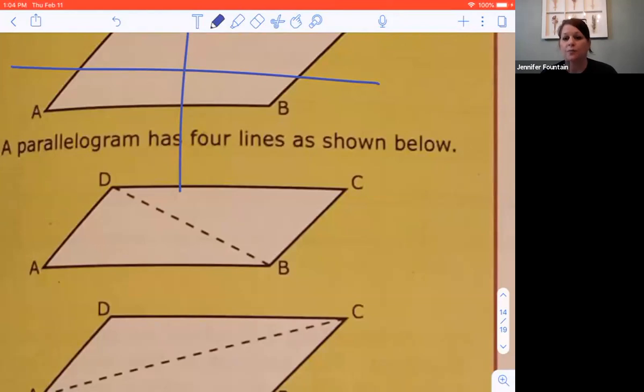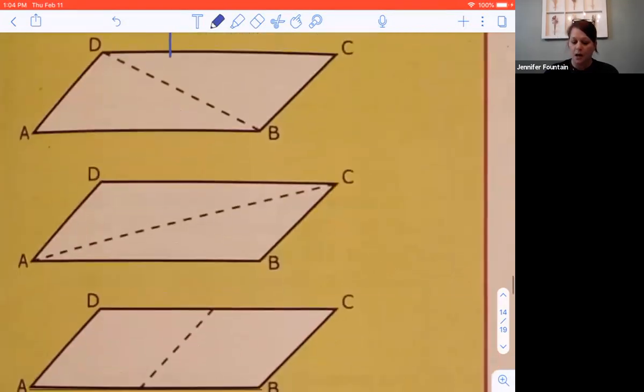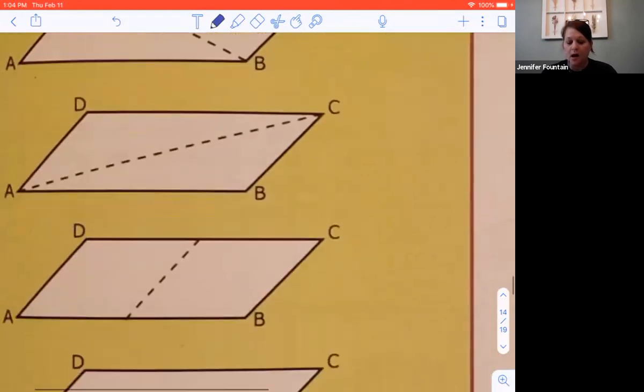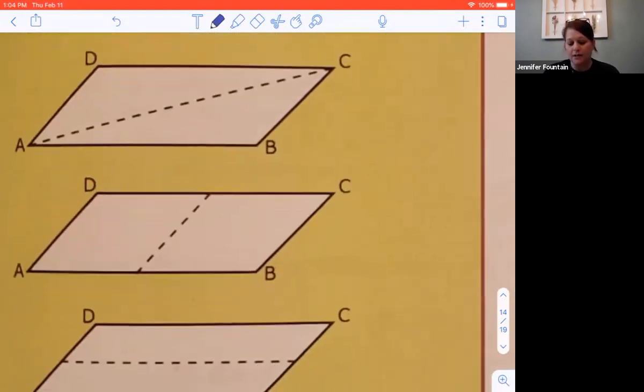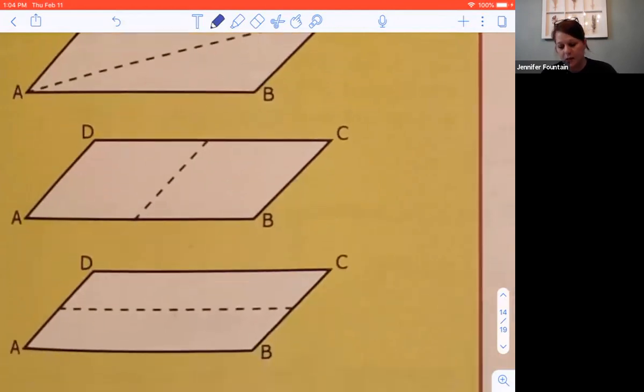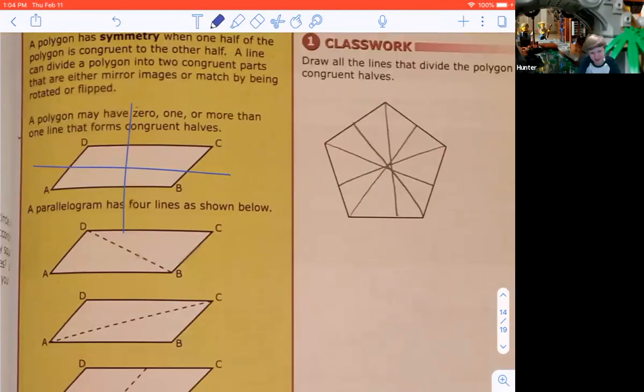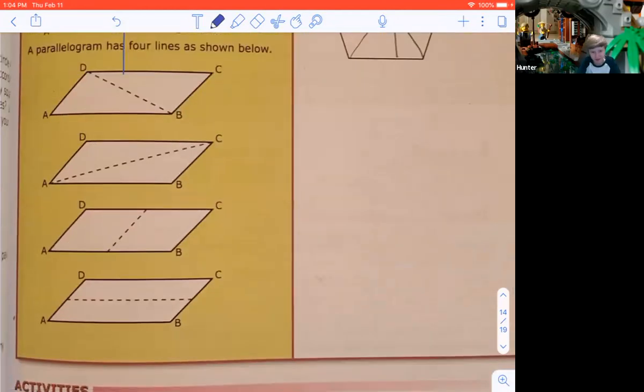So I can go from vertex to vertex, from corner to corner. And when I have a diagonal, then I can see I've got that symmetry there. Now, also, my symmetry going this way is going to slant. So that last one isn't congruent. Like that one doesn't form congruent halves.